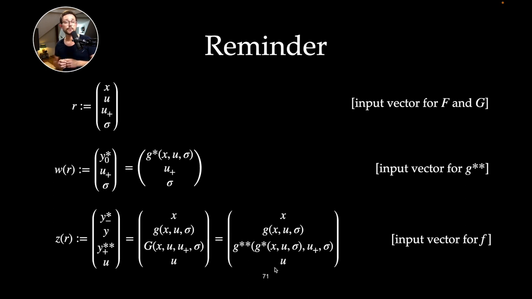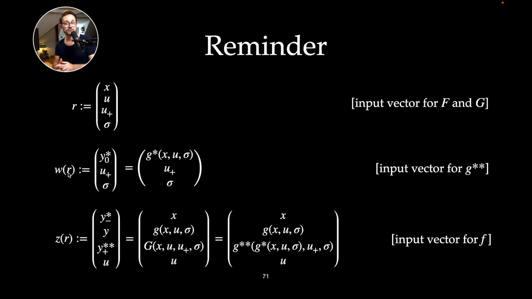Okay, so now we are going to evaluate Faà di Bruno's formula for uppercase Fx, uppercase Fu, uppercase Fu plus, uppercase F sigma. This contains the partial derivatives, for instance, of w with respect to x, with respect to u, with respect to sigma, but also of z with respect to x, with respect to u, with respect to sigma, with respect to u plus. Okay, so this is why I use this notation, w of r and z of r.